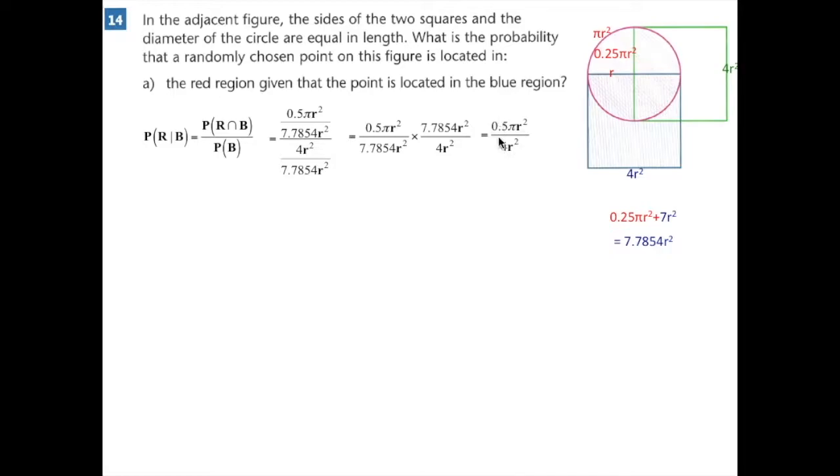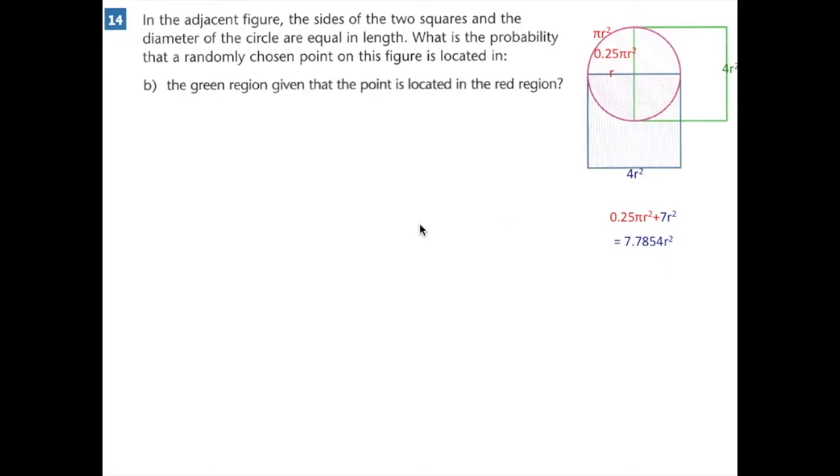So 0.5 is a half. The 2 from the half is going to multiply the 4, and we're going to end up with 8. And the r squareds are going to totally cancel. So you're going to have pi over 8. All right? Or you can just work that out on the calculator. The r's totally cancel, so 0.5 pi divided by 4 is going to give us 0.3927, or 39.27%. And that's 14a.